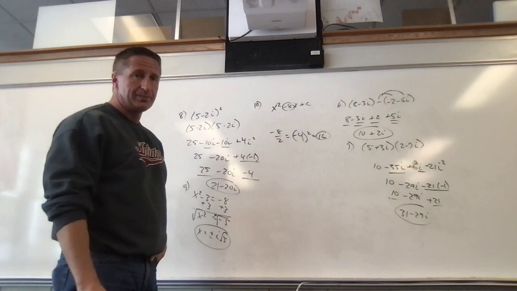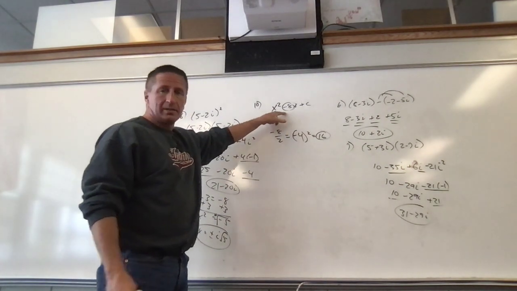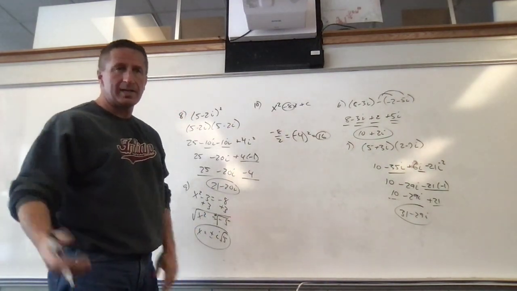That's all you got to do. If this happened to be a 20, you'd cut it in half and get 10. Square that, you get 100.